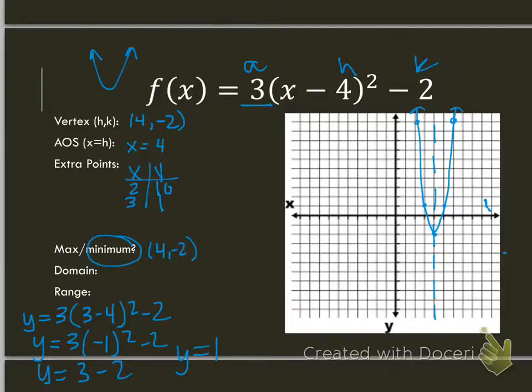My domain's going to be all real numbers. My range, let's see, it hits at -2 for my y value, and I want everything bigger than that. So my inequality should be eating my y.